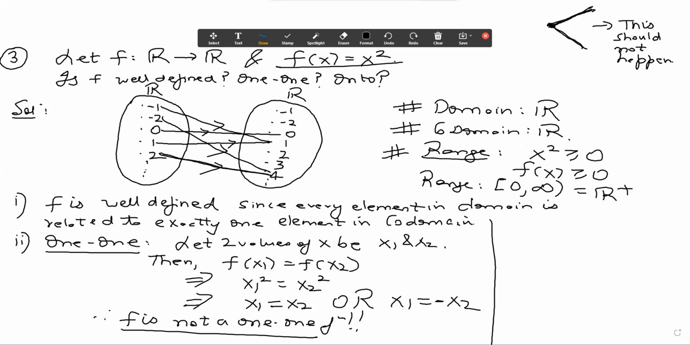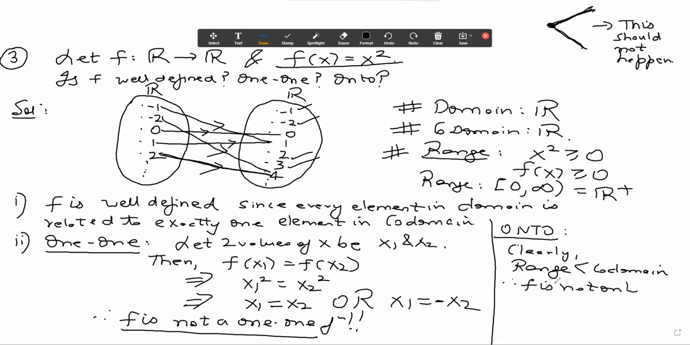Now, if you check for onto, you can see that clearly range is less than the codomain. You can see -1, -2, 2, 3, they are not receiving any arrows. So you can write in the exam that they don't have a pre-image. So therefore, f is not onto. Since your range is positive real numbers, but your codomain is set of real numbers.